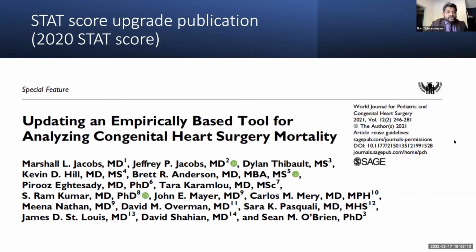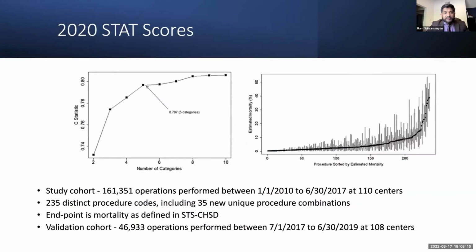Next slide, please. So as part of the STAT score upgrade, we looked at the entire universe of operations that were performed between January 1st, 2010 to June 30th, 2017 at 110 centers. So the study cohort included 160,000 operations, which included 235 distinct procedure codes, which is a substantially larger number than there was in the 2009 STAT scores. An important point to note is that these 235 procedure codes include 35 new unique procedure combinations.